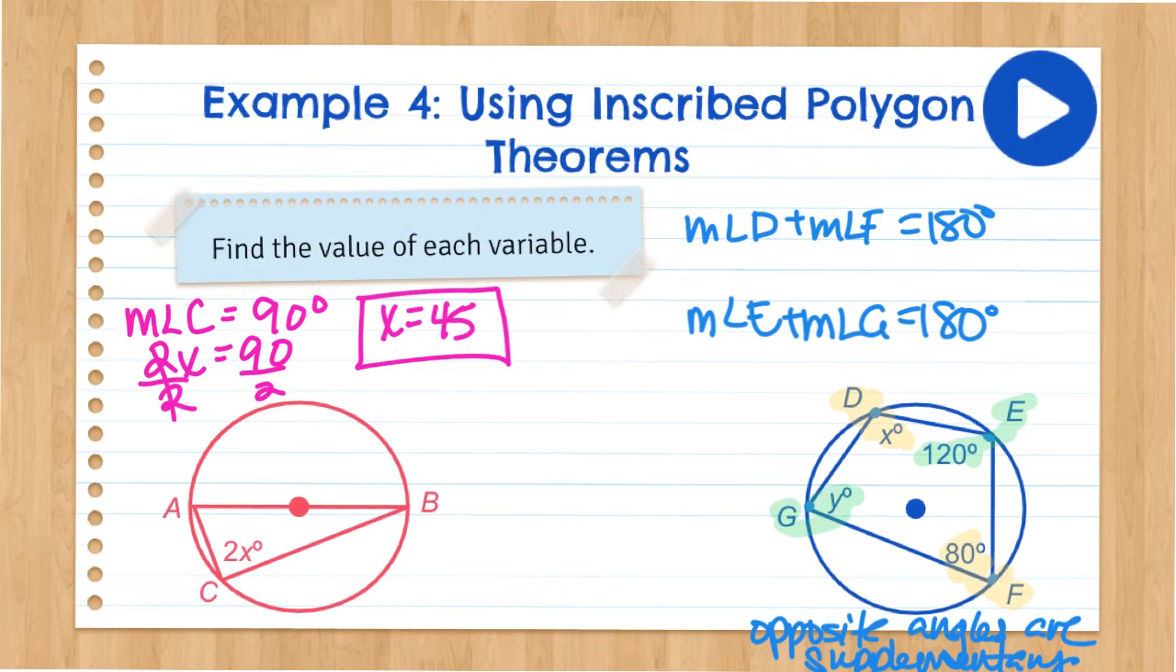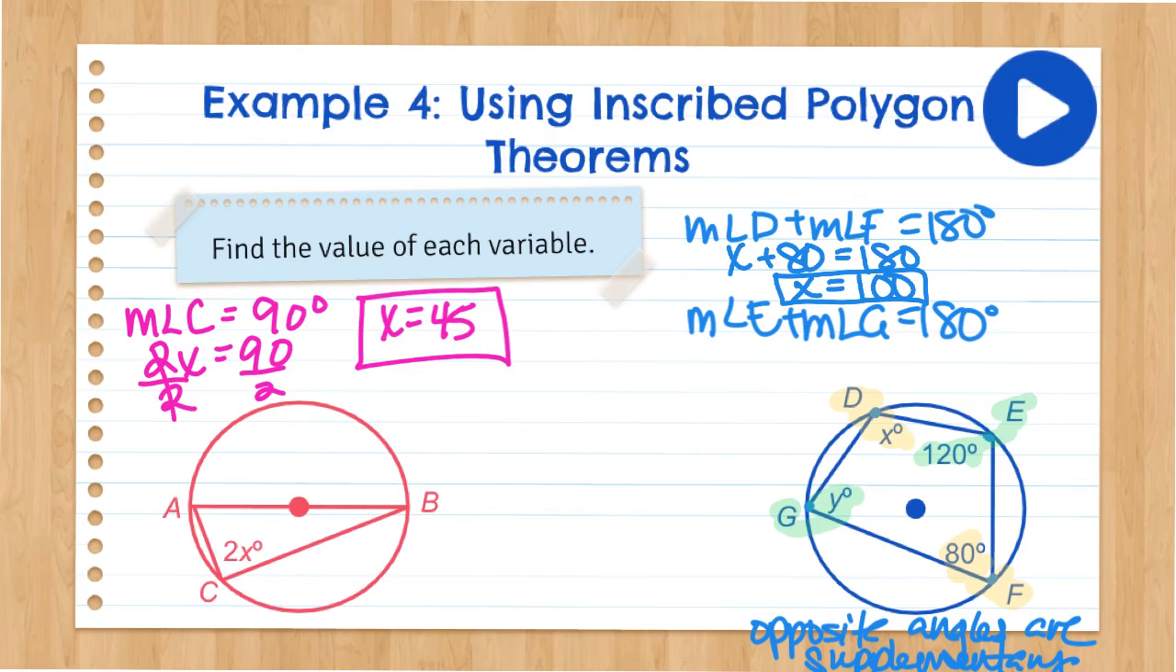So now we can replace the measure of angle D with x, because that's what it is in our picture. We can replace the measure of angle F with 80, because that's what it is in the picture, and bring down the equals 180, and solve for x. So x plus 80 equals 180, subtract 80 from both sides, so we're left with x equals 100.